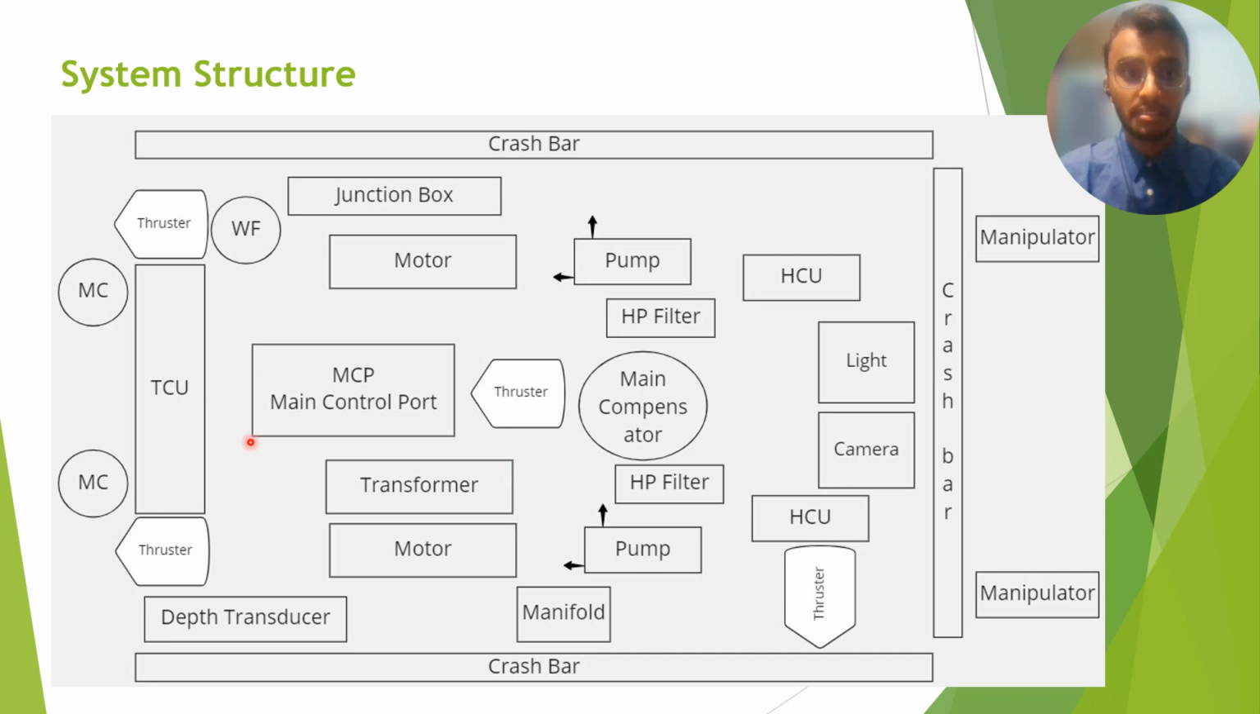Then there is a transmission control unit or TCU at the back to control the thruster compensator, and it follows with the transformer, motor and manifold pad to control the hydraulic oil in the system, and it follows with the depth transducer, and lastly it will go to the light, camera and manipulator.